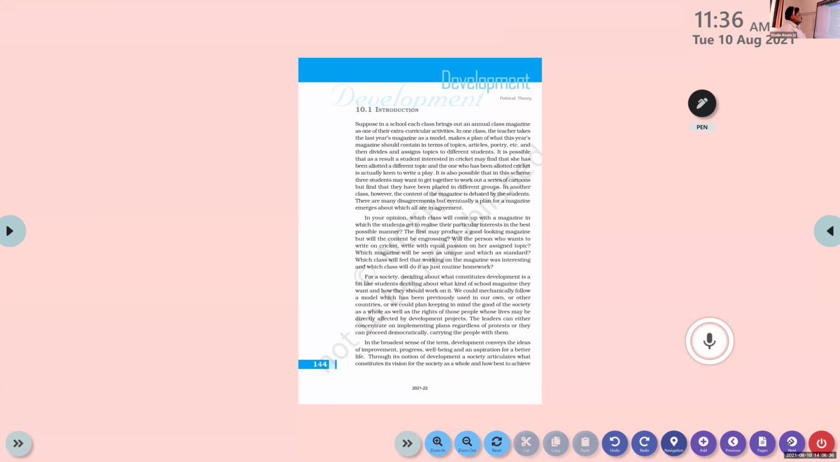In your opinion, which class will come up with the magazine in which the students get to realize their particular interests in the best possible manner? We can say class 2, right? Because they discussed before taking a decision. The first may produce a good-looking magazine, but will the content be engrossing? Not at all.